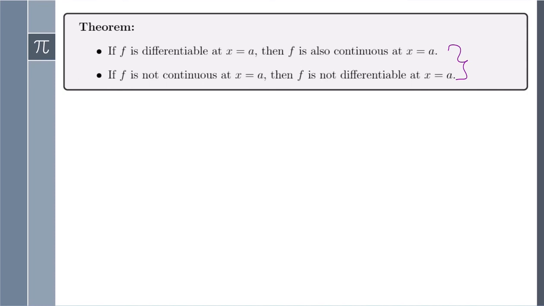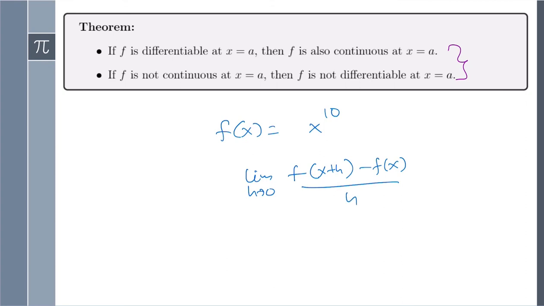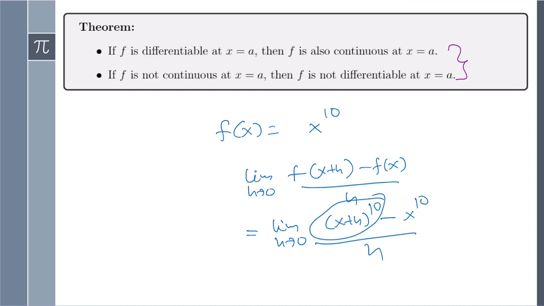Another thing is that if I give you f of x equals, for example, x to the 10th, and you have to use the definition to find the derivative, then you'll have the limit as h approaches 0 of f of x plus h minus f of x over h. Putting in the function, f of x plus h means x plus h to the 10th power minus x to the 10th power over h. Now how do you expand this? It's really complicated. And if you have a power of 100 or 500, how do you evaluate this? Using the definition becomes very challenging.